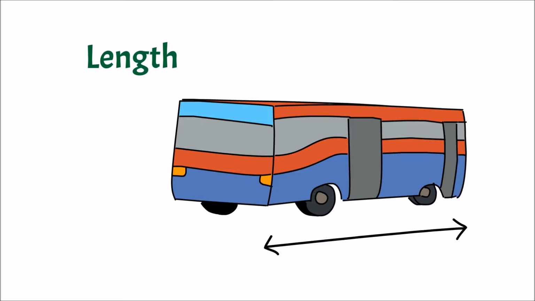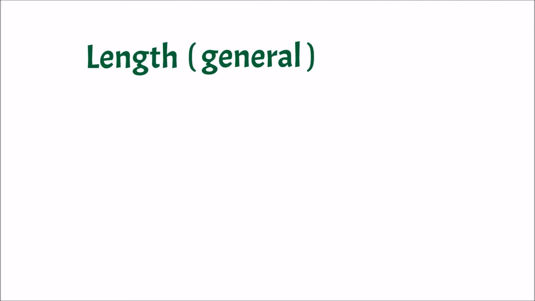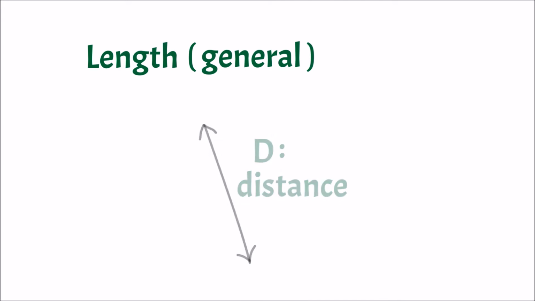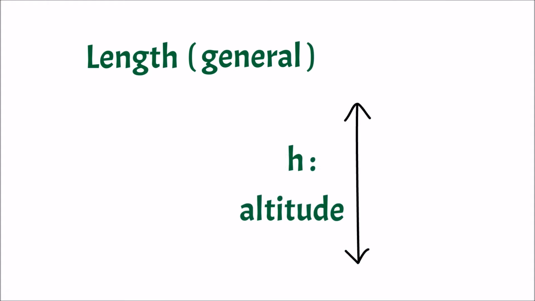Not to be confused with that length, this one is more general. It can be that length, but it can also be width or height. It doesn't even have to be related with object size. For example, if the 2 points represent 2 different locations, say 2 cities, then length represents distance. Or if the points stand for a plane and ground just beneath it, length stands for altitude.